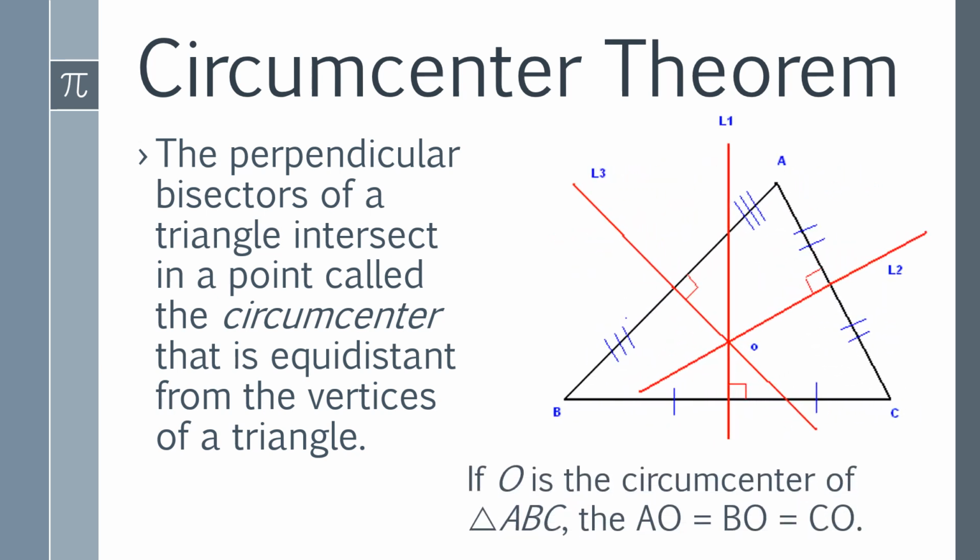So the circumcenter is the same distance from each of the vertices of a triangle. So if O is the circumcenter of triangle ABC, then AO equals BO equals CO. So this point right here is the same distance from point A, from point B, and from point C.